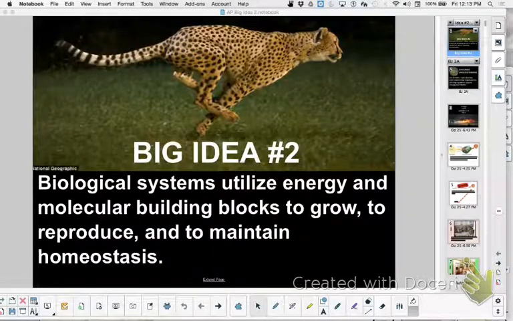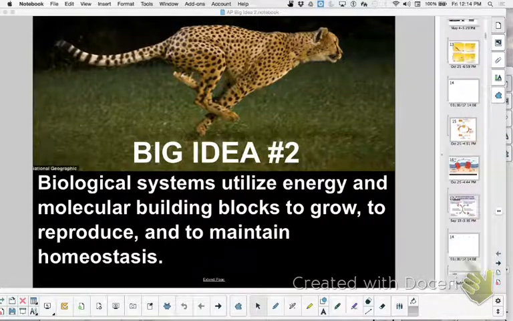Hi, this is Miss Litton, and this is a very busy lunch room, and we are doing an AP review on Big Idea 2, how biological systems utilize energy and molecular building blocks to grow, reproduce, and maintain homeostasis. And where we are on the review is we're under Enduring Understanding 2B.